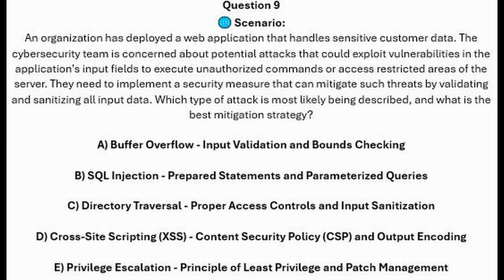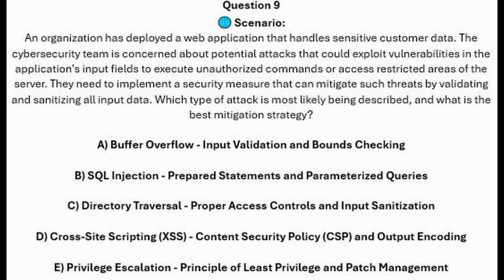And for the next question of the exam, question number 9. The question states, an organization has deployed a web application that handles sensitive customer data. The cybersecurity team is concerned about potential attacks that could exploit vulnerabilities in the application's input fields to execute unauthorized commands or access restricted areas of the server.